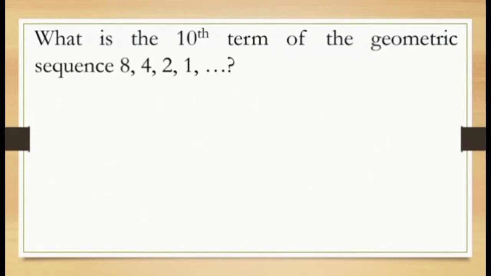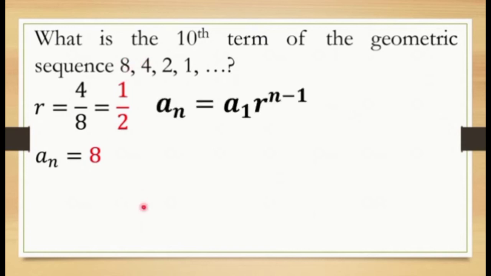Okay, let's try to answer this example. What is the 10th term of the geometric sequence given 8, 4, 2, and 1? So, let's first identify the given. Our common ratio, 4 over 8, is 1/2. Our first term is 8. We're using this formula. So, what we will do is substitute the values we got for the common ratio, the first term, and our n, which is 10.